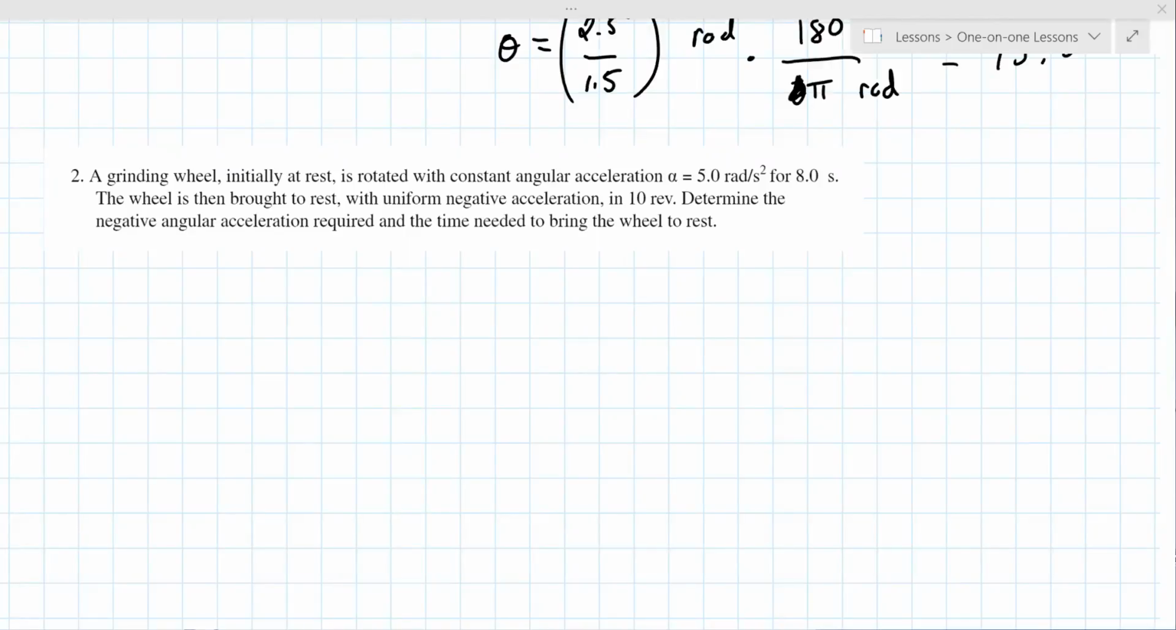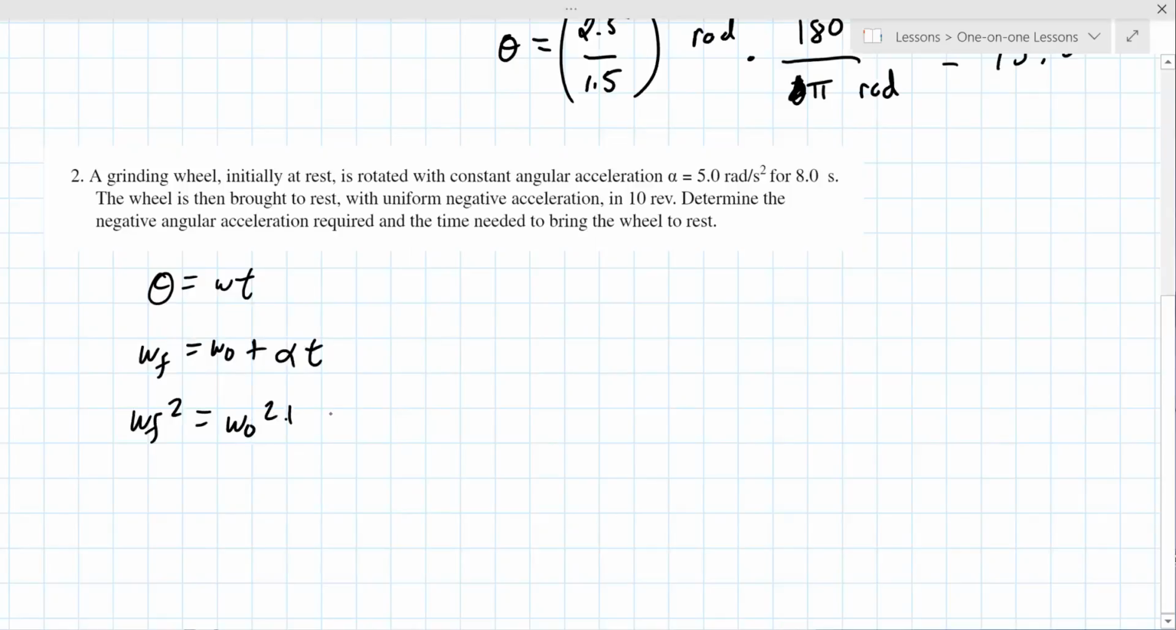There's a ton of parallels to regular kinematics. So the angle is omega times t. Omega final equals omega initial plus alpha t. Omega final squared equals omega initial squared plus 2 alpha theta. And then theta equals theta initial plus omega initial t plus 1/2 alpha t squared. Okay. Now, does this help us?